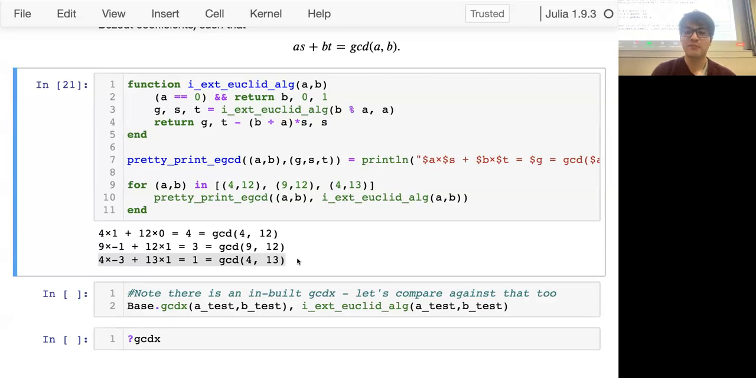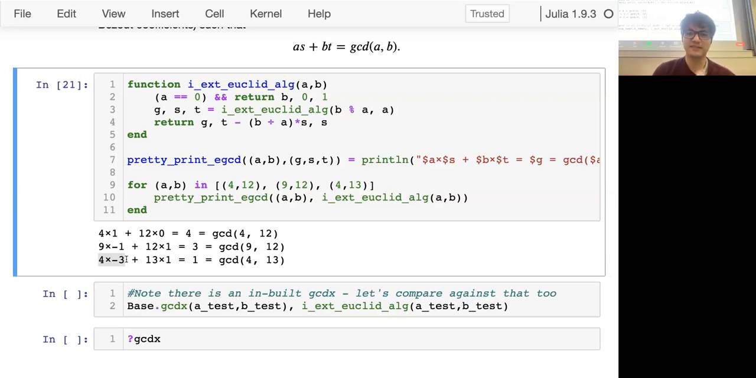You find an inverse. Look at this equation and imagine taking the whole thing mod 13. What happens to this term? 0. What happens to this? Well, it's 1 mod 13. What's this? 4 times minus 3 is congruent to 1 mod 13. So what does that tell us about 4? Its inverse is minus 3. What does that tell us about 9? Its inverse is 4.